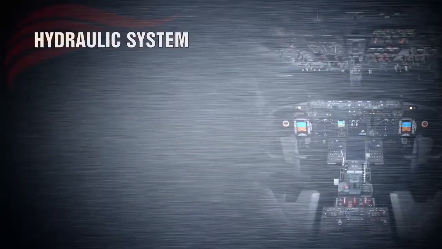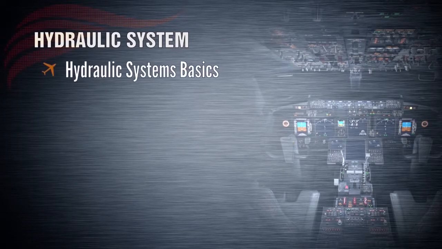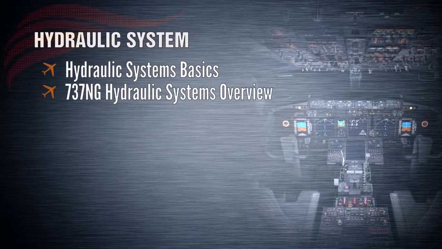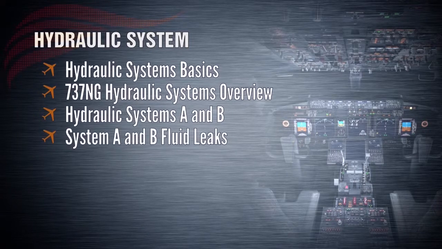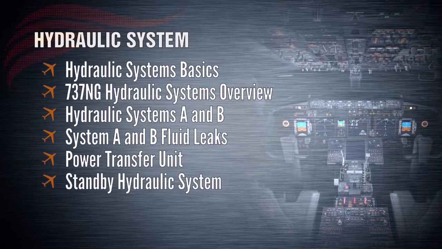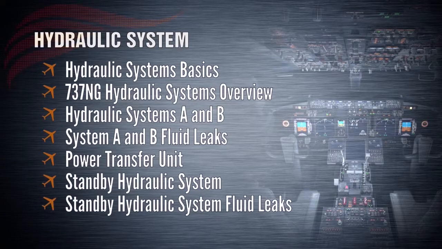This lesson will cover the following topics. We'll start with an overview of the general principles behind hydraulic systems. We'll run through an overview of the hydraulic system on the 737 Next Generation. Then we'll discuss hydraulic systems A and B, systems A and B fluid leaks, the power transfer unit, the standby hydraulic system, standby hydraulic system fluid leaks, and a lesson summary.